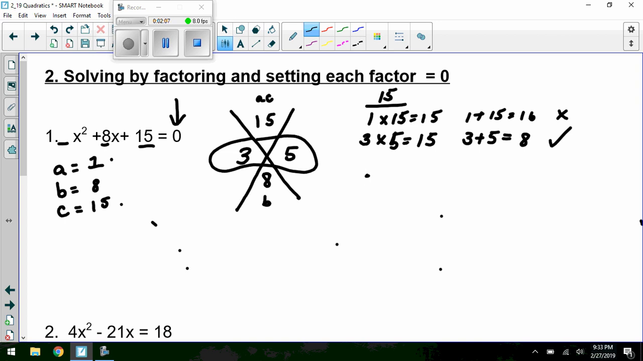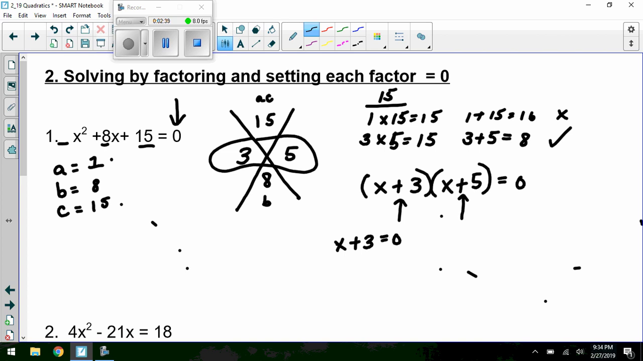At this point, I can actually write my answer. It factors into x plus 3 and x plus 5. Now remember, if we just asked you to factor it, you would be fine. But since we're trying to solve it, we need to go ahead and make that equal 0. So I know that either this has to equal 0 or this has to equal 0. I'm going to set up two separate problems. x plus 3 is equal to 0.